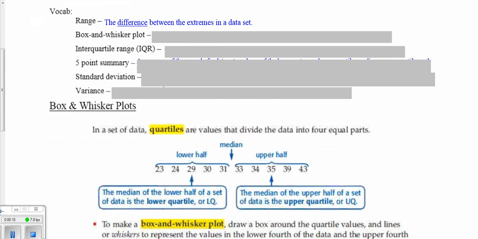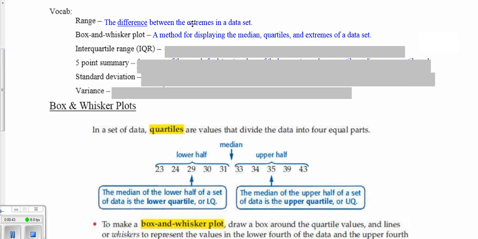The range of a data set would be the difference between the extremes in a data set. Now extremes, when we say the word extremes, we just mean the highest value and the lowest value. So if our data set was 1, 2, 3, 4, 5, 6, 7, 8, 9, 10, the highest is 10, the lowest is 1. Those would be our extremes, our maximum and our minimum. When we say difference between them, that means we are subtracting. So the range would be 10 minus 1. We would say it's 9. The range is 9 in that case.